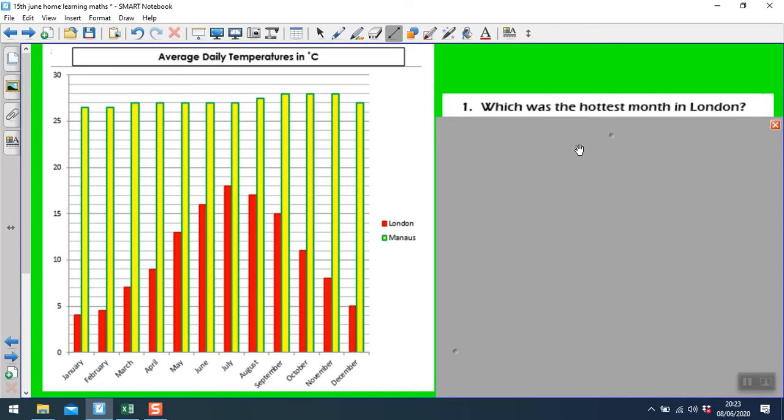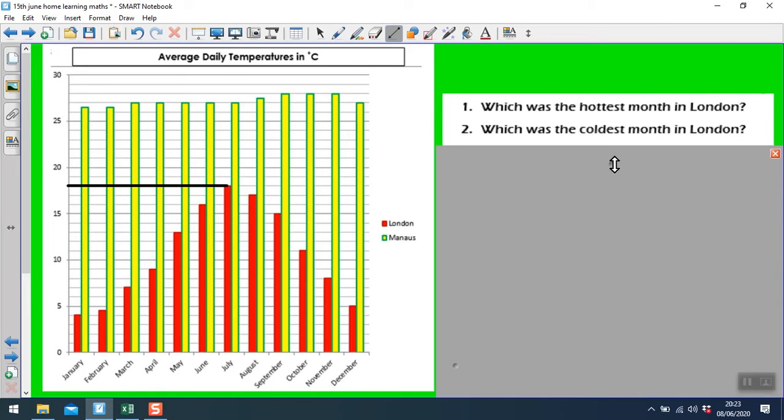Which was the hottest month in London? So London is all the red bars. Which was the hottest month means which was the tallest bar. So follow the line going across. Which was the hottest month? And that was July. Which was the coldest month in London? The coldest month is the one with the smallest bar, which is this one, and you're looking at the month. So January was the coldest month in London.